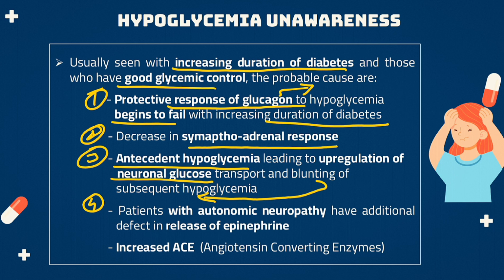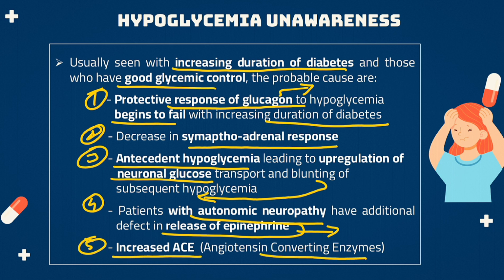The patient who has autonomic neuropathy has some additional defect in the release of epinephrine, and we know that epinephrine is one of the counter-regulatory hormones against hypoglycemia. Apart from that, there is an increase in angiotensin converting enzyme levels. So all these conditions contribute to the development of hypoglycemia unawareness.